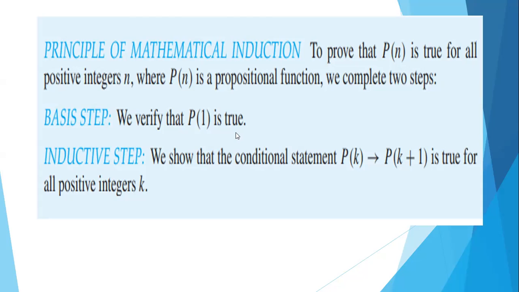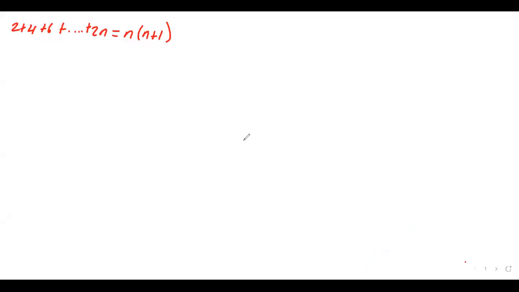Now let's look quickly at some examples. The first example that we're looking at is 2 plus 4 plus 6 plus ... plus 2n is equal to n into n plus 1. We're going to show that this is true for all natural numbers. So our first step is called the basis step. In this, we're going to show that n equal to 1 is true.